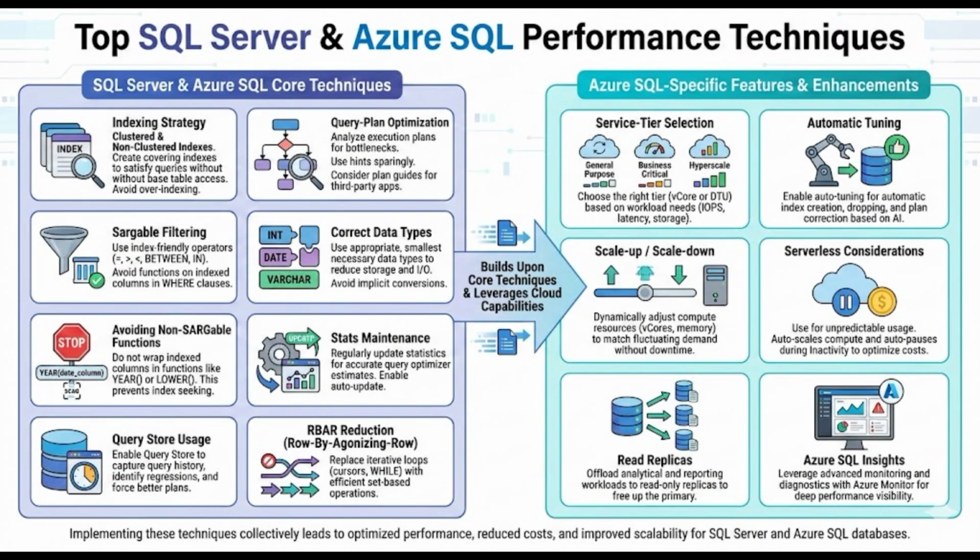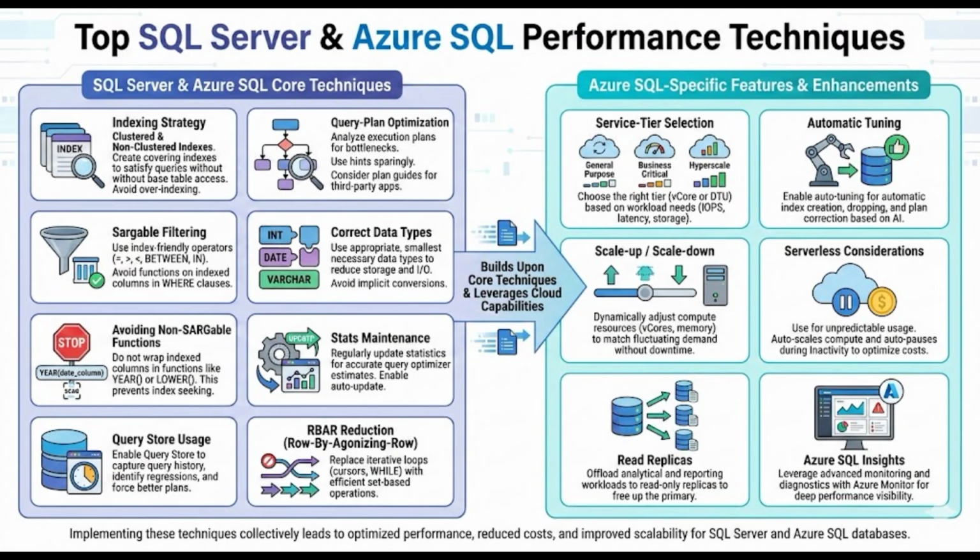Define sargable: a predicate that lets the optimizer seek into an index, usually because the column is isolated on one side of the comparison. Define RBAR: a reminder to favor set-based operations over row-by-row logic. Add Azure-specific definitions. Service tier: the performance and availability bundle, general purpose, business critical, hyperscale, serverless, chosen based on workload.